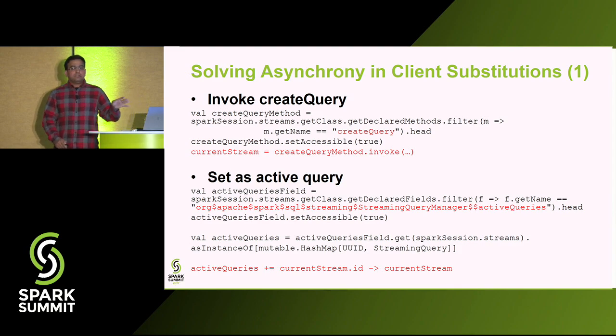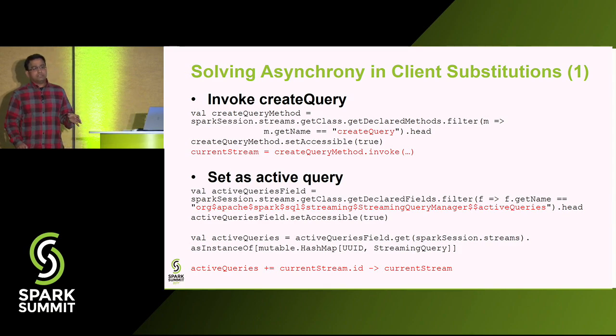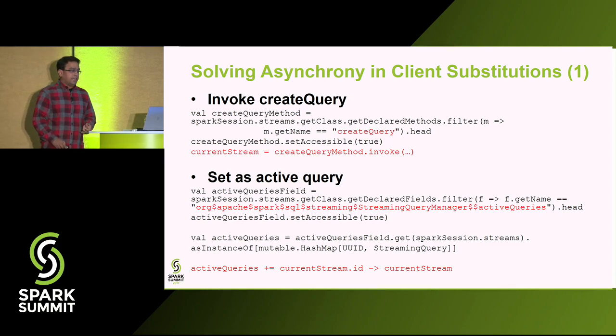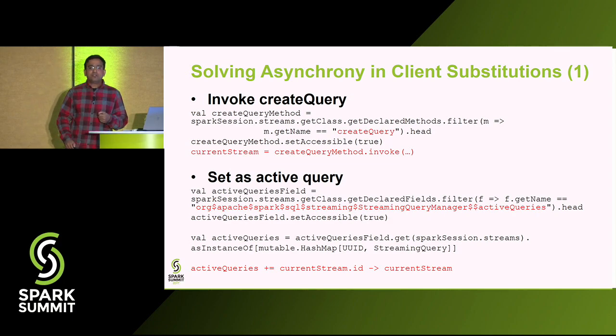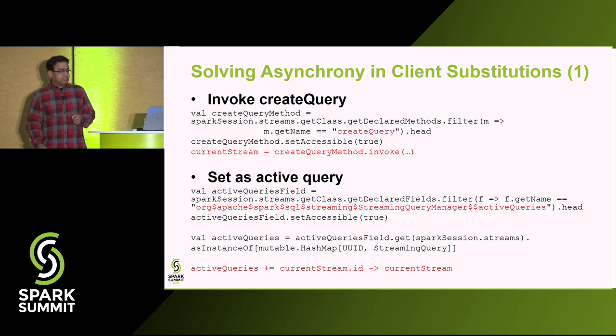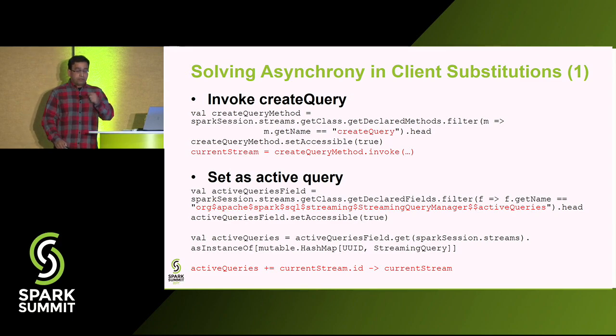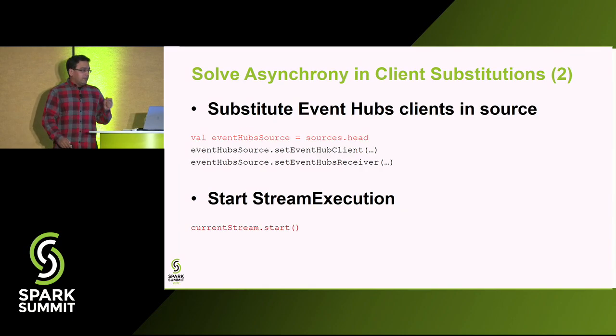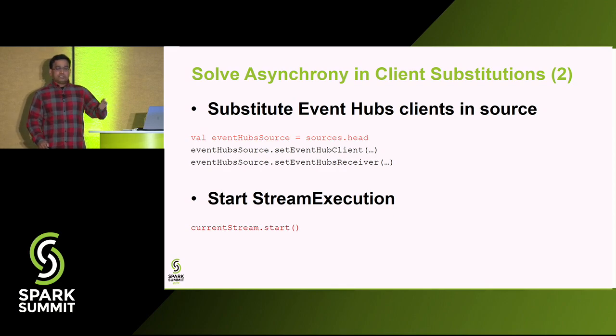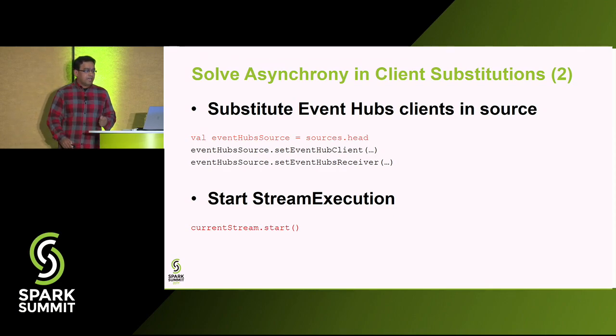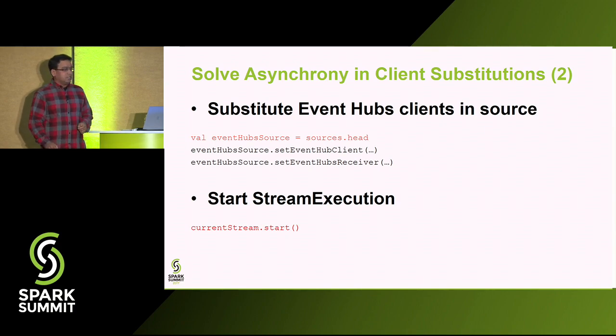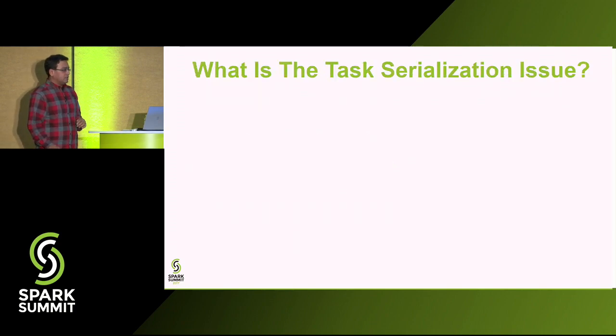Well, as I said, this is part of Spark code, so refactoring the real Spark code requires a Jira, and there is a process. So what we came up with is actually Nan's hack. We invoke create query using reflection and set our current query to the active query. Then only can we get hold of the EventHubs source and replace the clients. After we get hold of the source through sources.head, we do our replacements, and then we do an explicit call to start. This way, we eliminated our race condition.